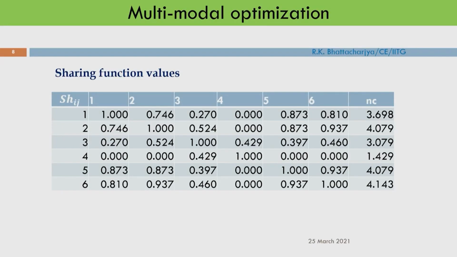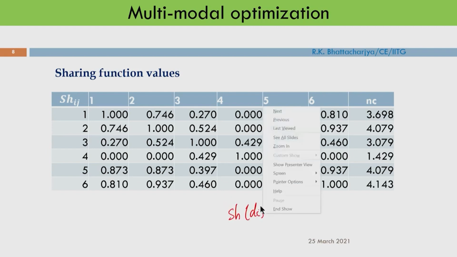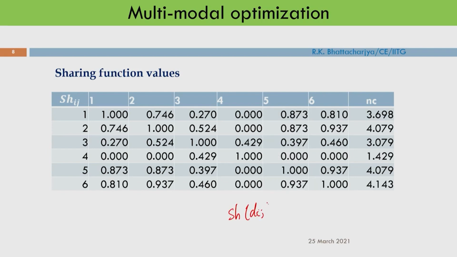Now, after calculating the distance, you can calculate the sharing function value, and that is Sh(D_ij) equal to 1 minus D_ij by sigma if D_ij is less than or equal to sigma, and this is 0 otherwise.